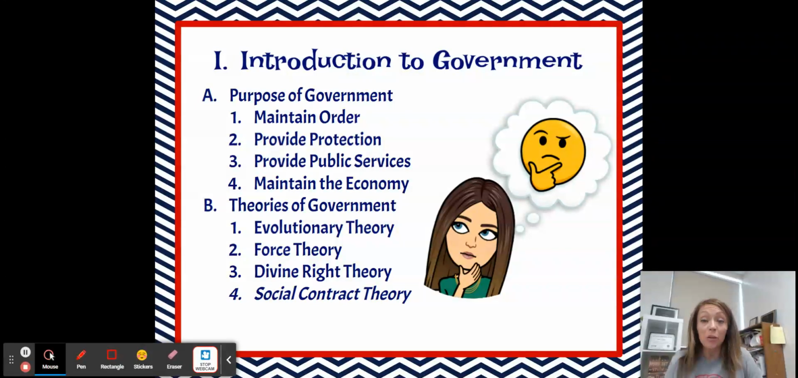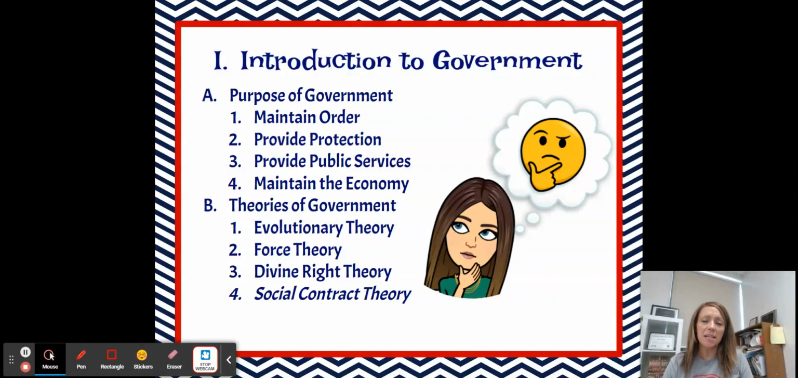Number 3, the third one is the divine right theory. This is something that you've probably heard about in previous social studies classes. The divine right theory of government tells us that a person began to rule because they believed that they were given divine authority. So they were essentially chosen by a god or a group of gods to be the person in charge.